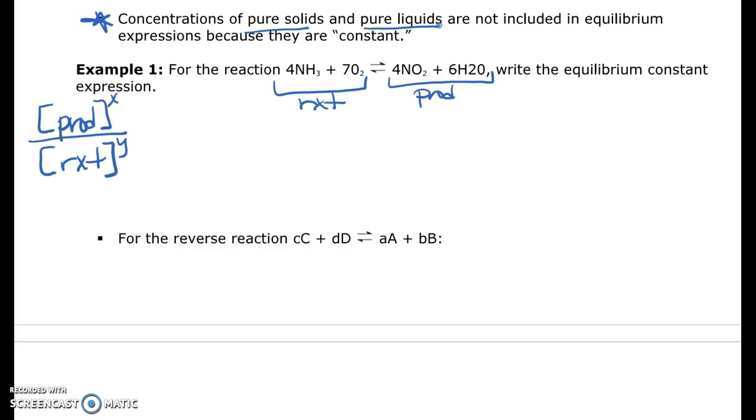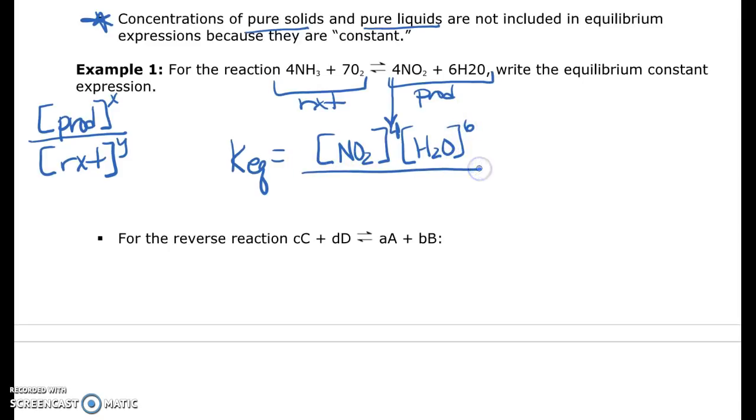So again, for example 1, we can pretty safely assume that these are all going to be gases. In order to write out this equilibrium expression, we would put our KEQ equal to the concentration of nitrogen dioxide raised to a power of 4, which is simply the coefficient from the balanced chemical equation. That's multiplied by the concentration of water to the power of 6, over the concentration of ammonia to the power of 4 and the concentration of oxygen gas to the power of 7.